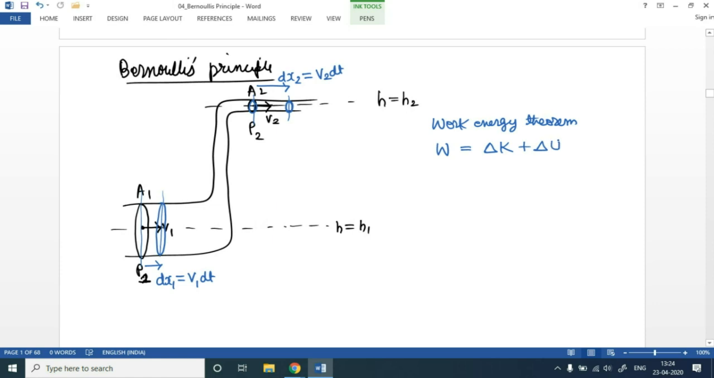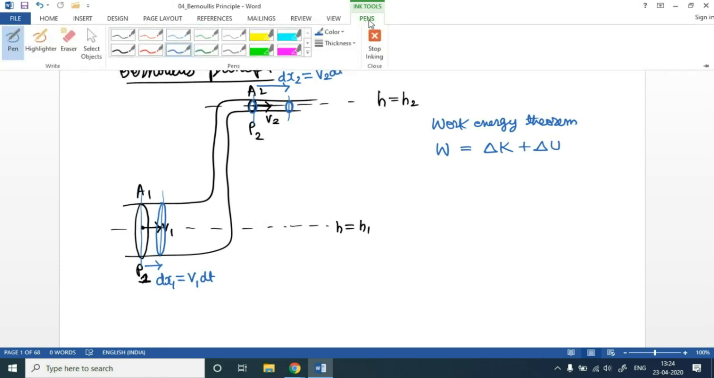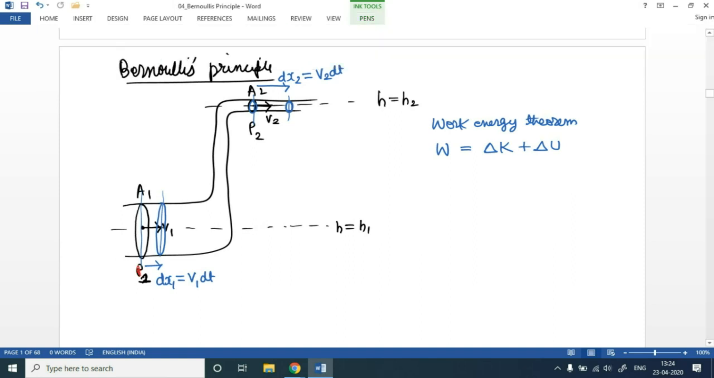So here the work will be done by the force exerted due to the pressure. Liquid at this side will be exerting compressive force on this segment of the liquid in this direction, and this force is going to be P1 times A1. And this force here at this segment is going to be equal to P2 times A2. Notice the direction.